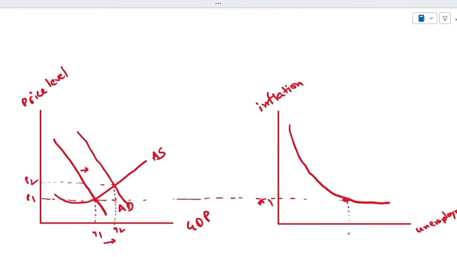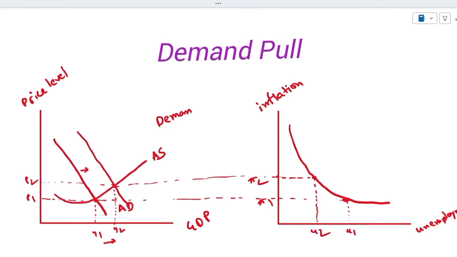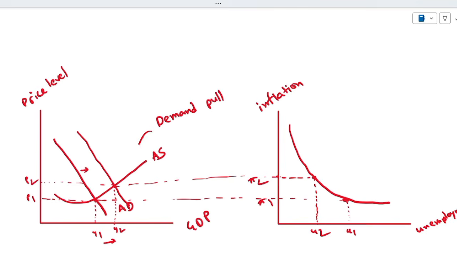This is pi 1 and this is U1. So when the aggregated demand curve shifted, then the inflation also increased, but the unemployment has reduced. So this is called demand pull. Through demand pull we can observe that the unemployment will be reduced but the inflation will increase.